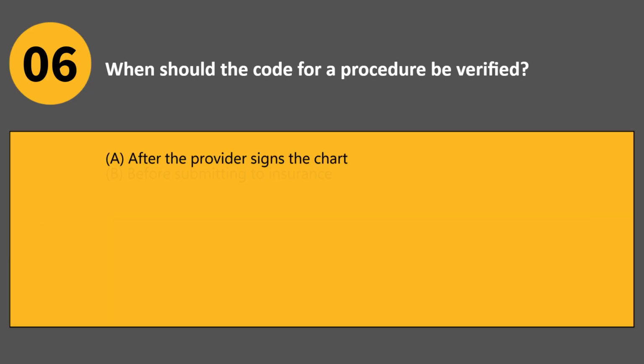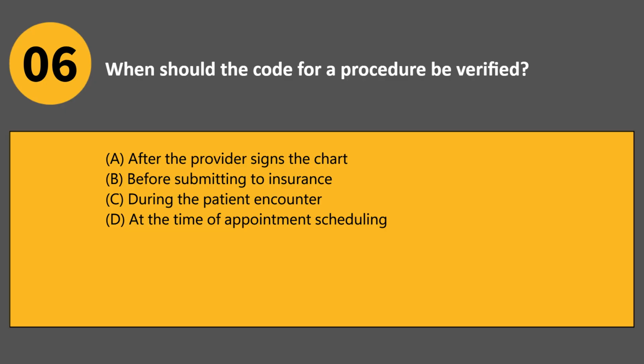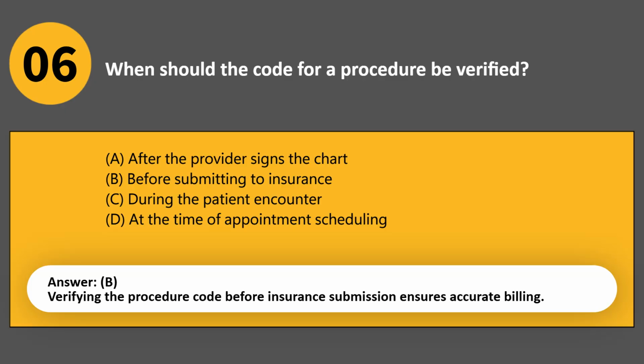When should the code for a procedure be verified? A. After the provider signs the chart. B. Before submitting to insurance. C. During the patient encounter. D. At the time of appointment scheduling. Answer B. Verifying the procedure code before insurance submission ensures accurate billing.